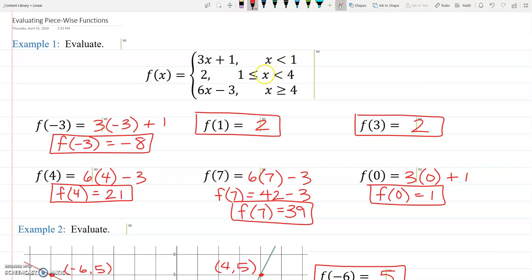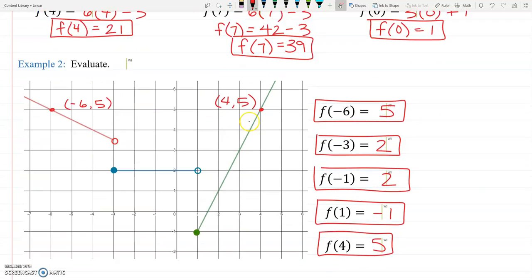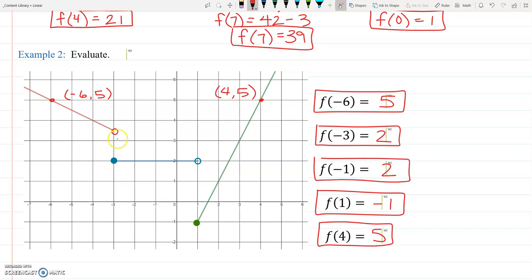Because right here 1 is greater than or equal to 1, because it had that equal sign underneath, this would be the filled in dot showing that yes, you use this middle one, not the top one. So that's just on a graph we use dots colored in or open to show which function you use, because it doesn't fit into both.